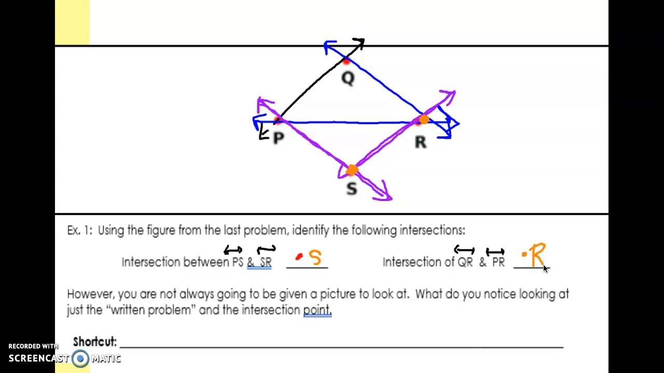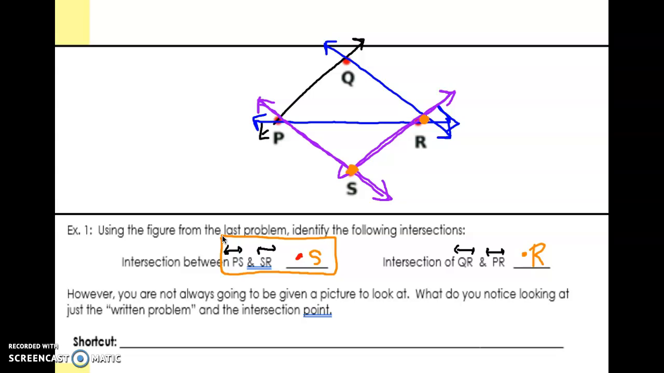However, you're not always going to have a picture, and sometimes you're just going to need to look at the written form of the problem. So if I'm looking at this example right here, just take a minute, look at it where we have those 2 lines PS and SR, they cross at point S. Anybody see any similarities, or can you make any guesses?